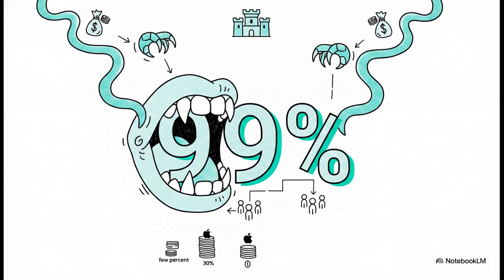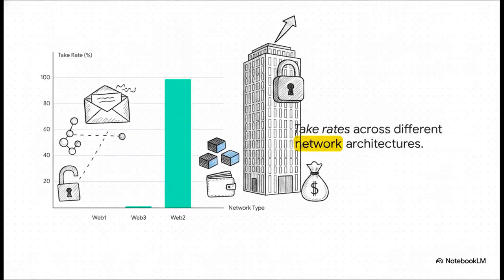Well, consider this. Traditional, real-world payment processors might take a few percent, and we all know the App Store infamously taxes 30%. But the sources reveal that dominant Web 2 social networks capture up to 99% of the advertising revenue generated by their users. 99%. It literally makes a medieval tax collector look generous. It's an absolutely astronomical rent.